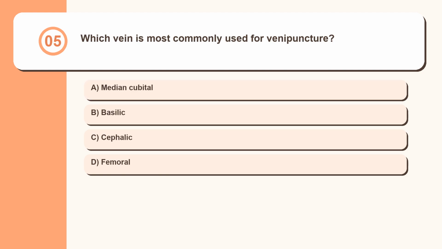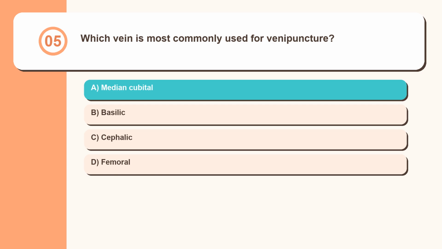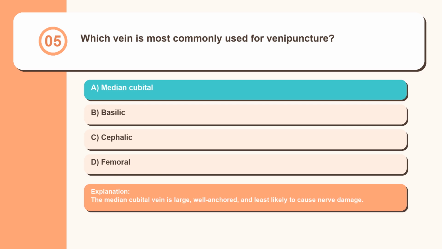Question 5. Which vein is most commonly used for venipuncture? Median cubital, basilic, cephalic, femoral. The median cubital vein is large, well anchored, and least likely to cause nerve damage.